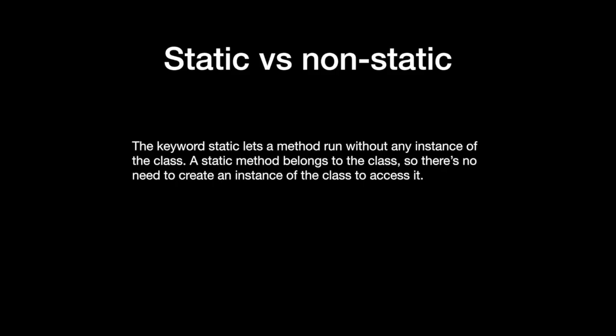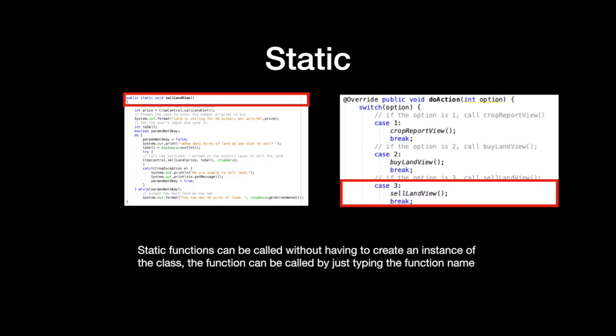And I'm going to start by explaining static and non-static functions. The keyword static means that the method can be run without having an instance of the class. The static method belongs to the class and we don't need to create an instance. So we can access it using just the name of the function.